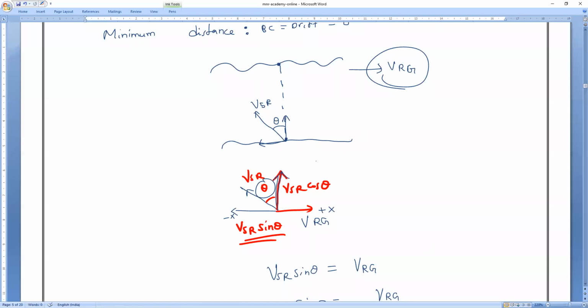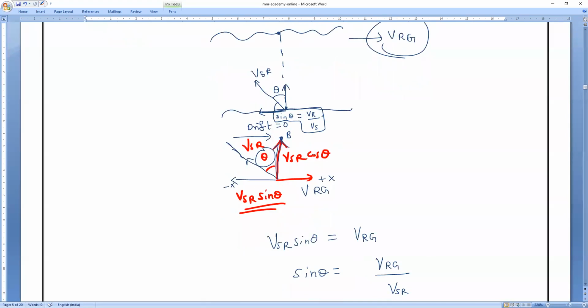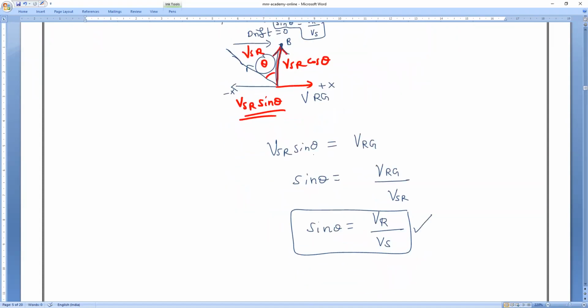Minimum distance means clear, everybody? So drift will become what? If we swim in this direction, drift will become what? Drift is equal to 0. Then exactly he will reach perpendicularly. So this is sin theta. So sin theta is equal to how much? VR by VS, the velocity of the swimmer. So with this angle, if he swims with respect to the river, then he will go perpendicularly, in a straight line. Is it okay, guys?